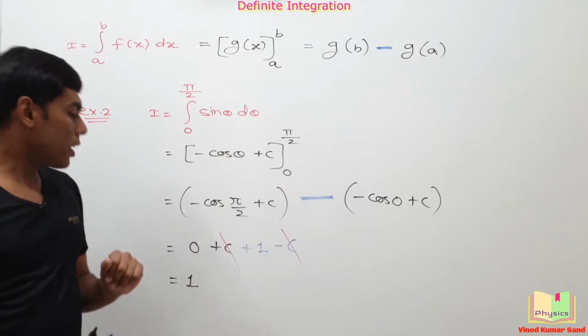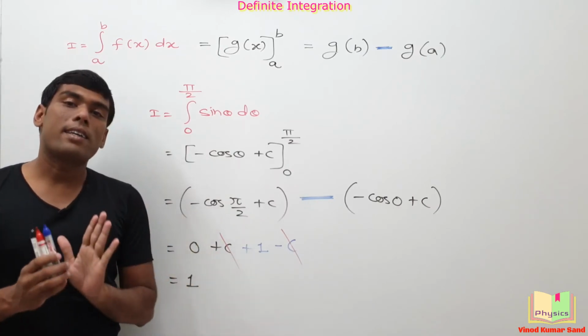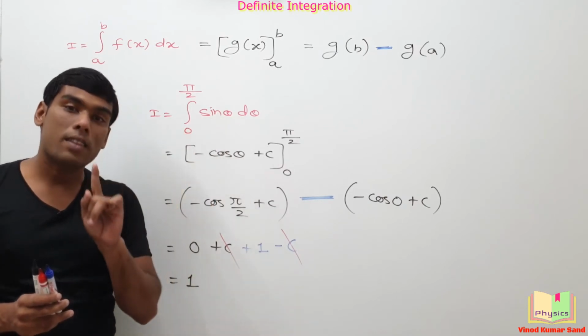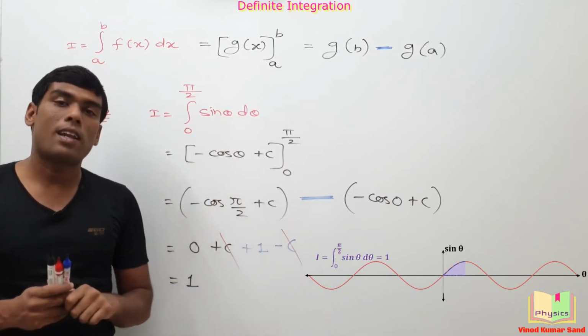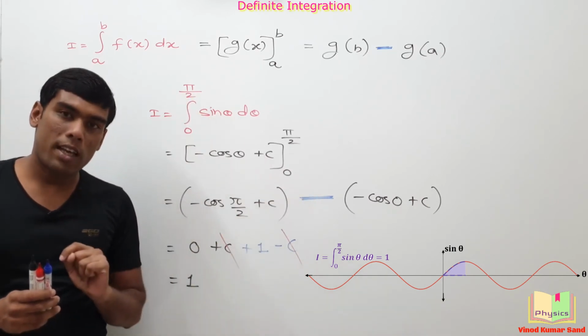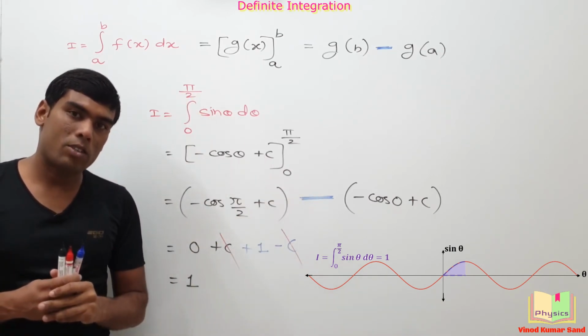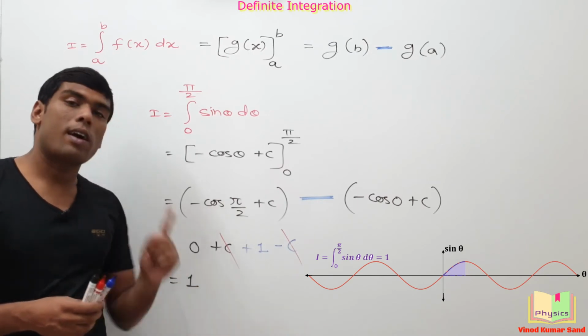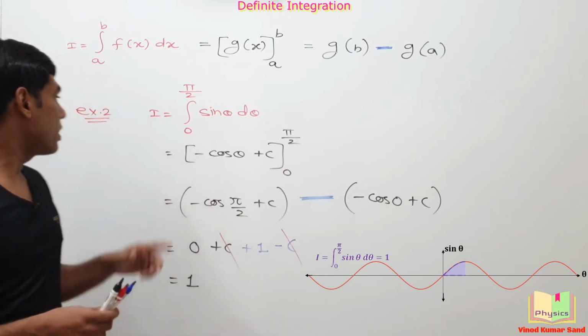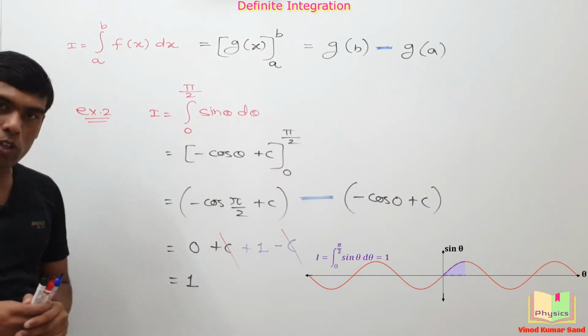And this answer can be obtained by taking the area bounded between the sine function and the theta axis. You can see the illustration here. From 0 to pi by 2, if you check the area bounded and you take the magnitude of that area, it will come out to be 1 unit. Okay, note it down. Then we'll take up example number 3.